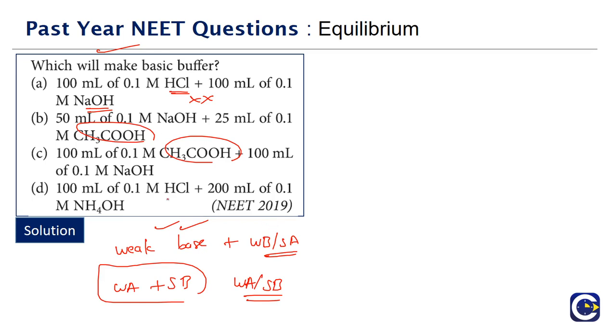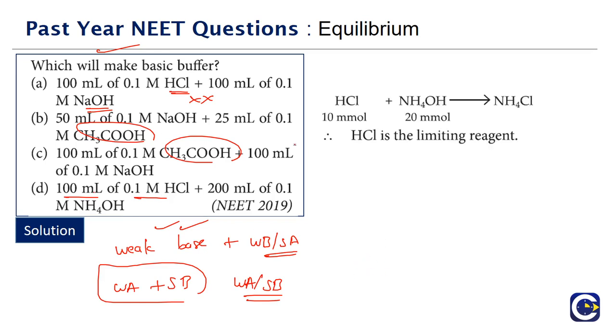If you look at option D, essentially 100 ml of 0.1 molar HCl, means if you multiply the volume with molarity we get the amount. In this neutralization, first we have HCl and then NH4OH. Ammonium hydroxide is the weak base. We have 10 millimoles of HCl, 100 ml into 0.1 molarity, and we have 200 ml of 0.1 molar ammonium hydroxide, which means 20 millimoles. So we have 10 millimoles of HCl and 20 millimoles of NH4OH.